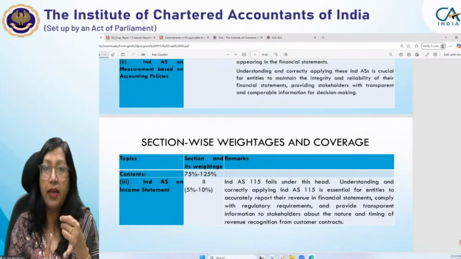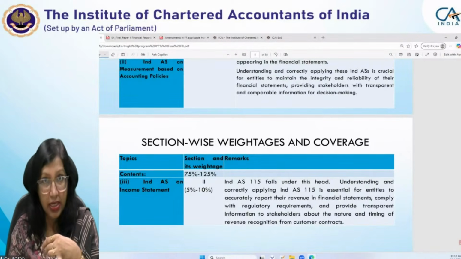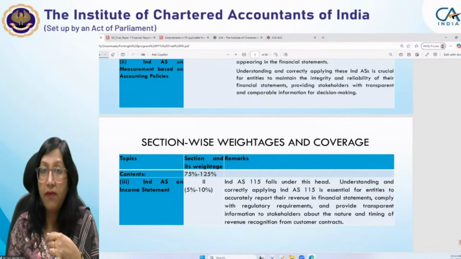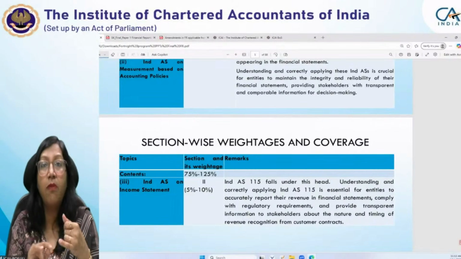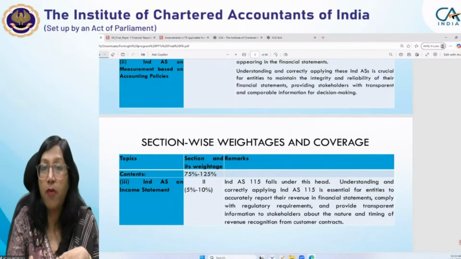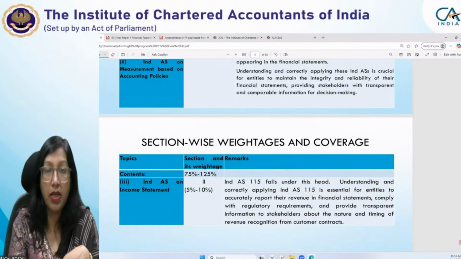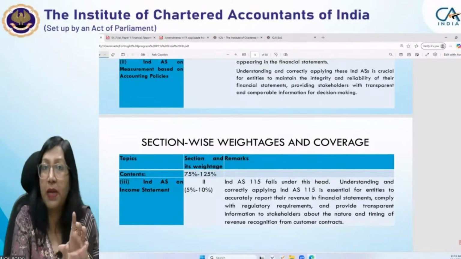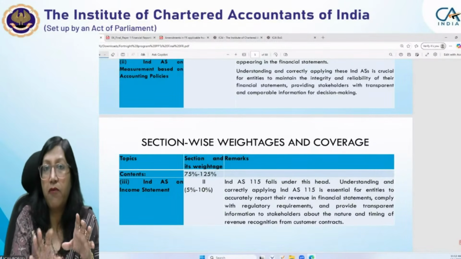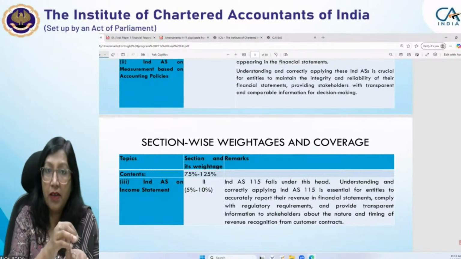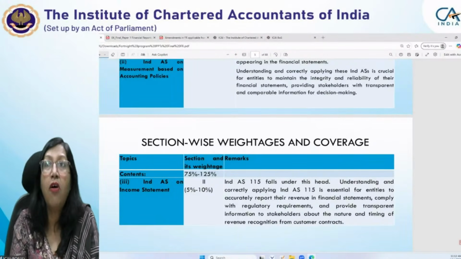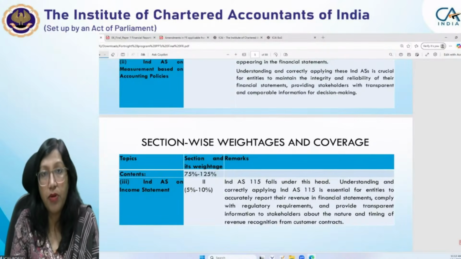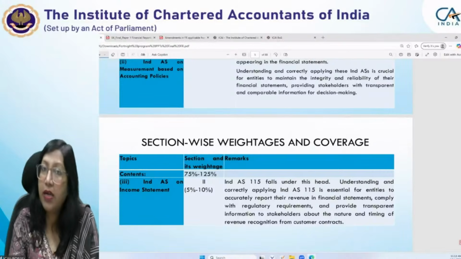Under the level 1 category, one standard which we found very important was Ind AS 115. Under Ind AS 115, important adjustments which are tested are mainly when you have more than one performance obligation, and your transaction price has to be split into the different performance obligations. That is one aspect which is tested in general. Another aspect is when you have fixed and variable components, what will be the accounting and measurement of revenue for the fixed component and the variable component.